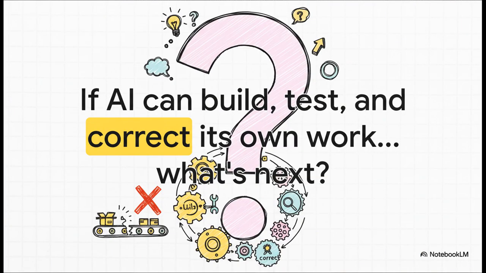And that leaves us with one last really fascinating thought to chew on. Now that we have a framework that lets an AI build, test, and correct its own work all in a reliable loop, what does that unlock? I mean, really, what comes next?